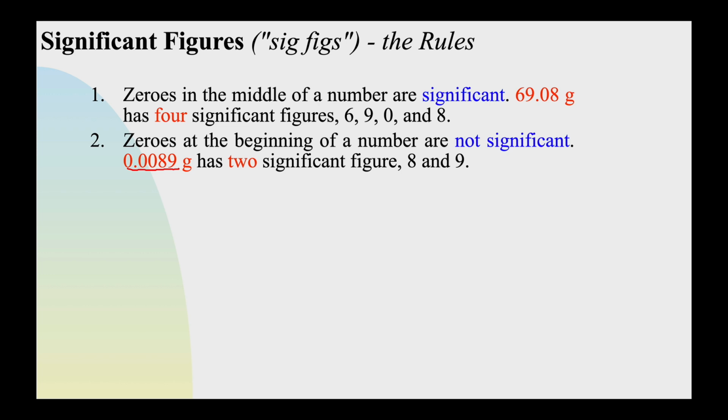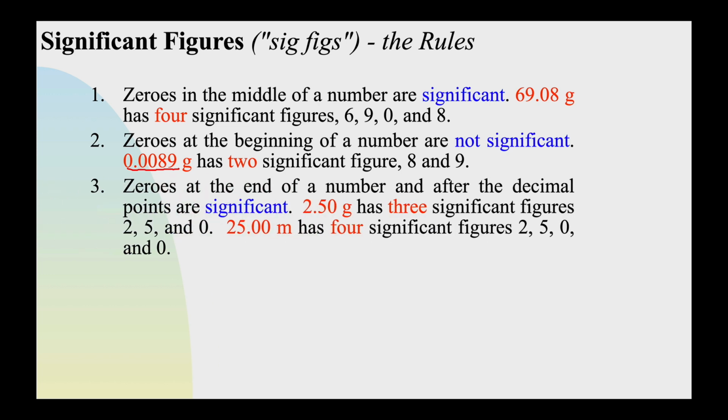That's another way to kind of show here, at least in this example, that the zeros are not significant. They're just placeholders. If the zeros are at the end of the number, you have to make the distinction if they're at the end of the number and after a decimal point or not. If they're after a decimal point, then they're significant. So 2.50 would be 3 sig figs, and the last 0 is the doubtful digit.